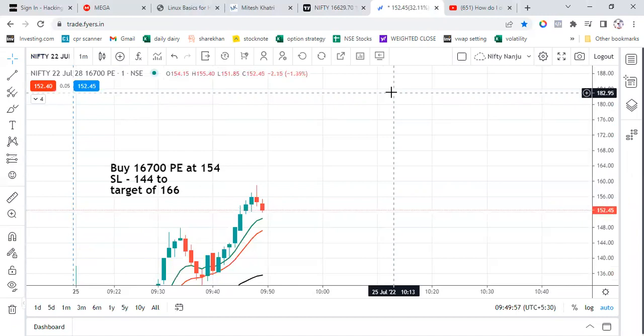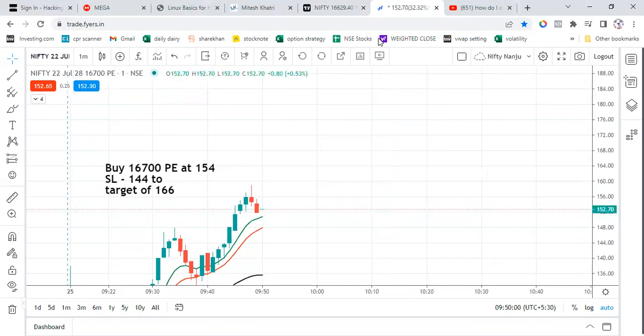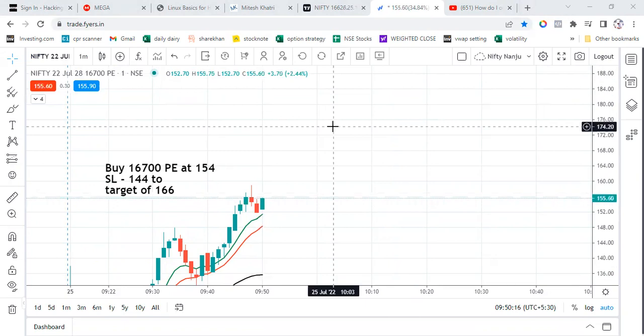So let's see what happens. We have to see where exactly we get the profit. Do we reach 166? Yes, of course, we will reach 166.